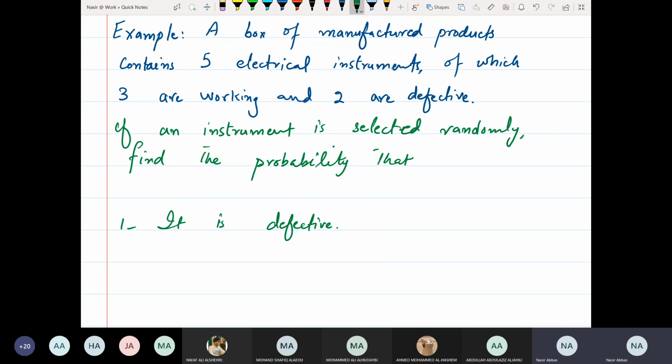Now look at the question. Look at the whole statement. From this statement, I will tell you what is the random experiment, what is the sample space, what is the event, and how do we find the probability of this event. So the experiment is you have a box of 5 instruments, and the experiment is to pick one instrument out of those 5. That's the random experiment.